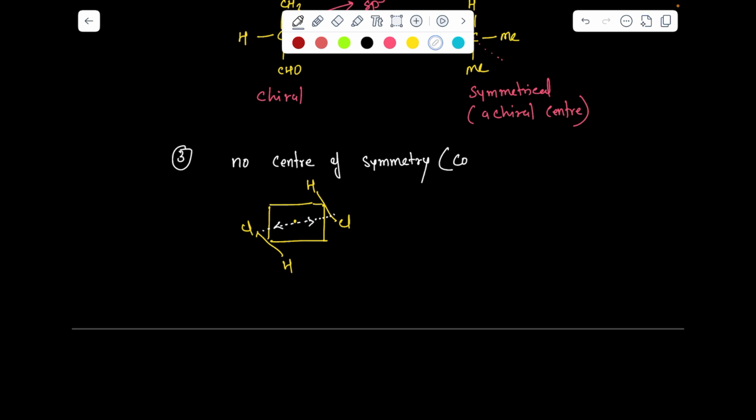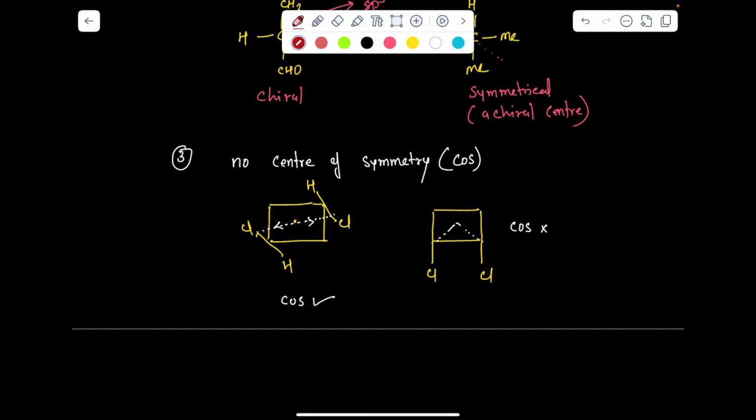इसको लिखते हैं COS. For example, मैंने cyclobutane फिर से draw किया. There is a chlorine, there is chlorine. Now they are not diagonally opposite from the center. See, these distances are different. The center of symmetry means diagonally opposite, so it doesn't have the COS.